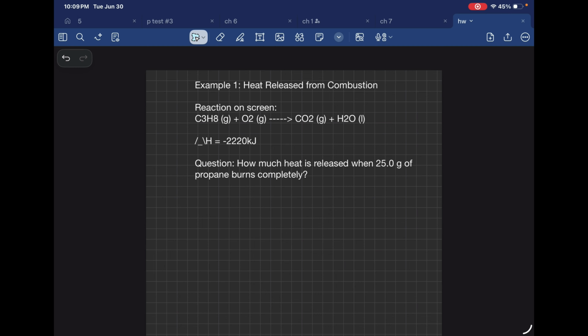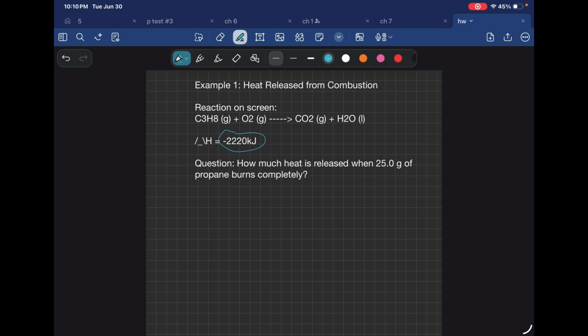And so it is C3H8, which is propane, plus oxygen, giving carbon dioxide plus H2O. So this is a combustion problem that we have here. We're given delta H, which is negative 2,220. And so the question asks us how much heat is released when 25 grams of propane is burned.